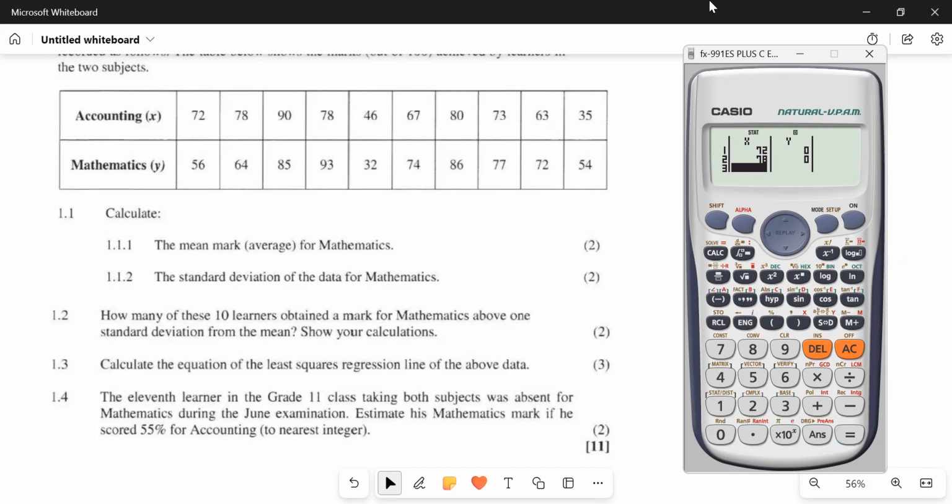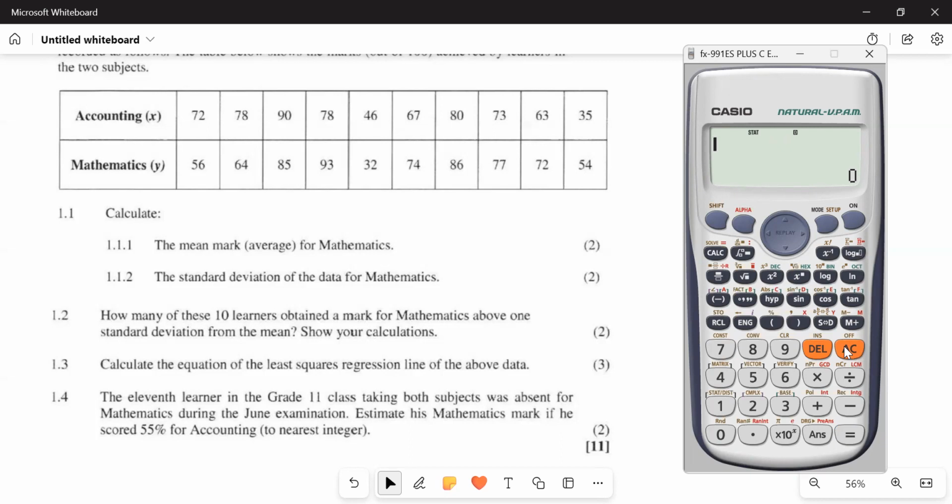equals, 86 is fine. Equals, 77 equals, 72 equals, 54 equals, okay, we have 10. Okay? As soon as we have 10, let's do our data. Now, what is the first question that they are looking for?